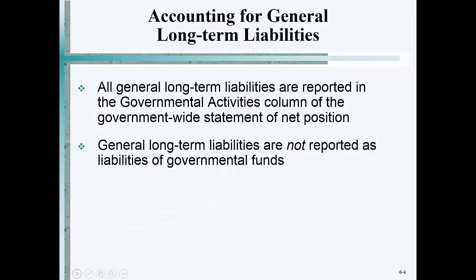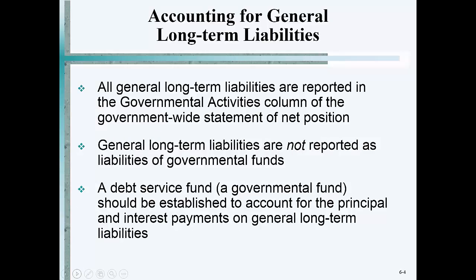We will account for the general debt in the governmental activities column on the government-wide statements, right? General long-term liabilities are not reported in the governmental funds. We will repay the principal and interest out of the debt service fund. Okay, so when we issue the debt in the fund that's receiving the cash, say the capital project fund, what journal entry will we make when we issue that debt?